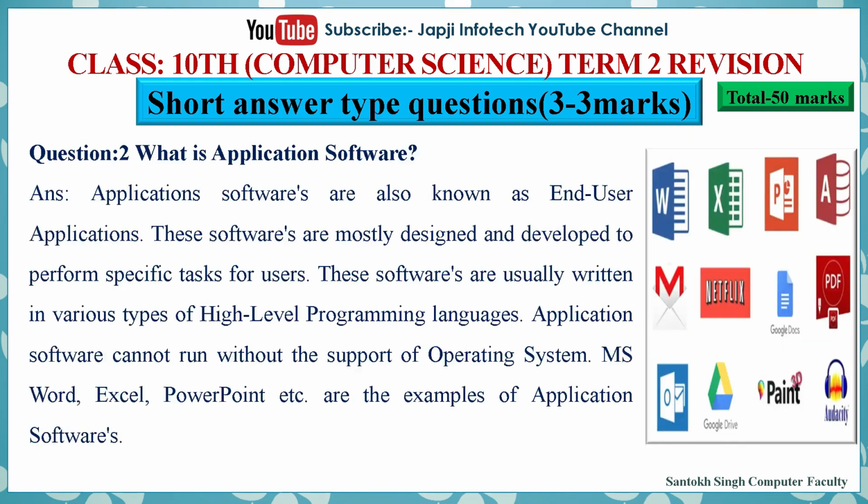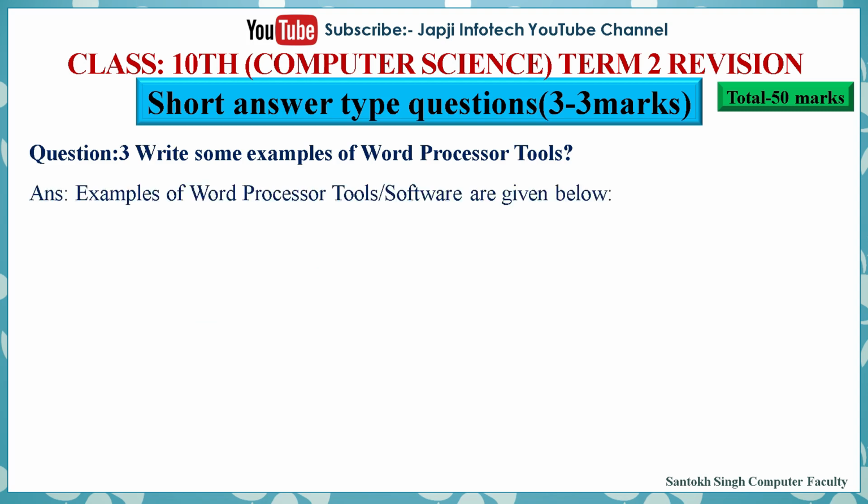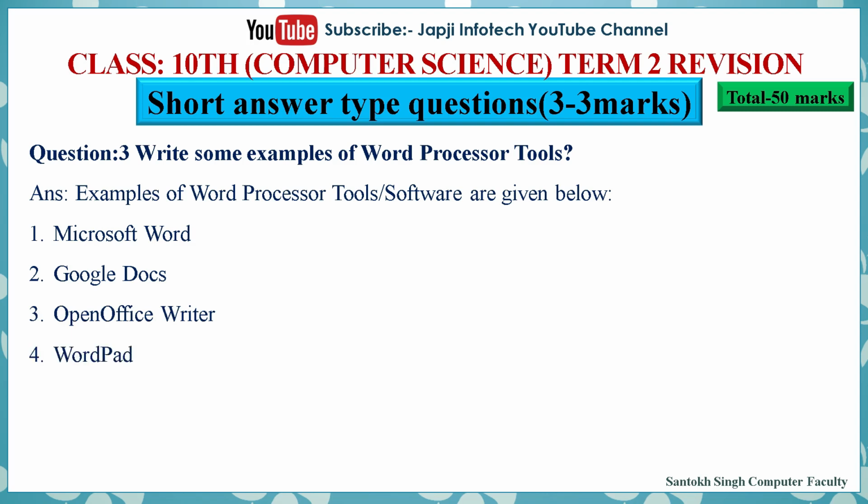Second one is, what is application software. Application software are also known as end user application. These softwares are mostly designed and developed to perform specific tasks for users. These softwares are usually written in various types of high-level programming languages. Application software cannot run without the support of operating system. MS Word, MS Excel, MS PowerPoint, etc. are the examples of application software. Third one is, write some examples of word processor tools. Examples of word processor tools or software are given below. The first one is Microsoft Word, second one is Google Docs, third one is Open Office Writer, fourth one is WordPad, fifth one is WordPerfect.